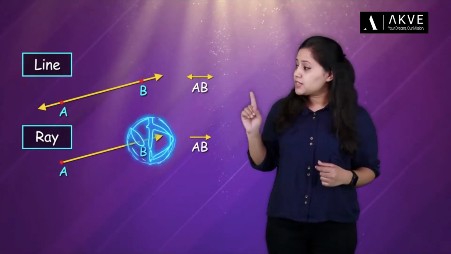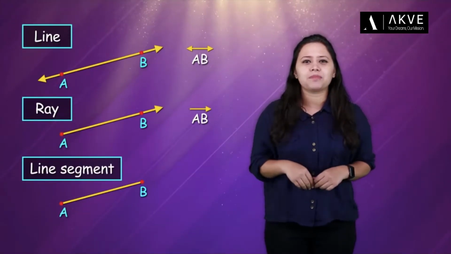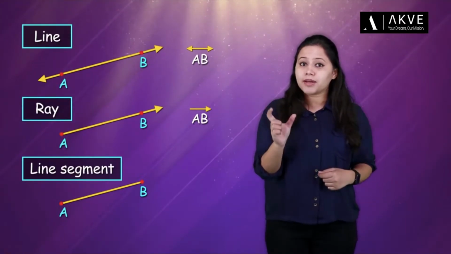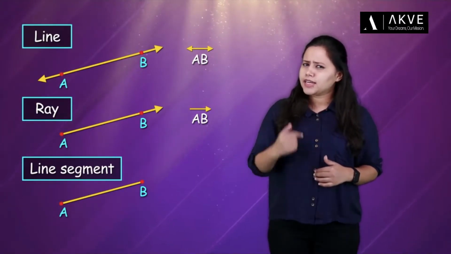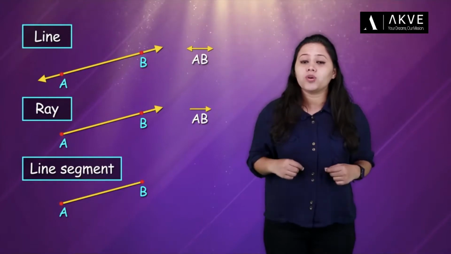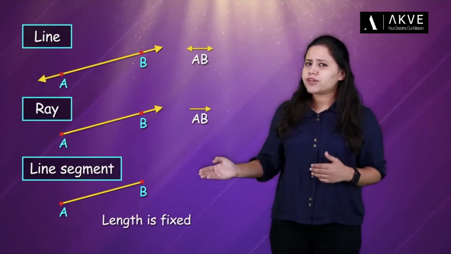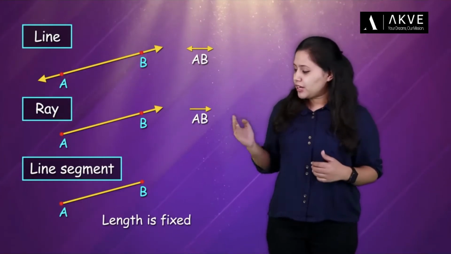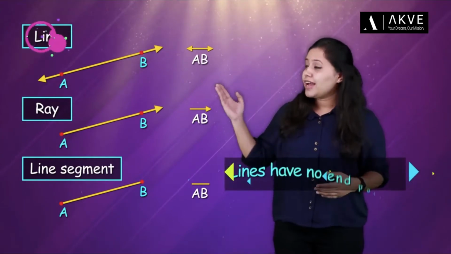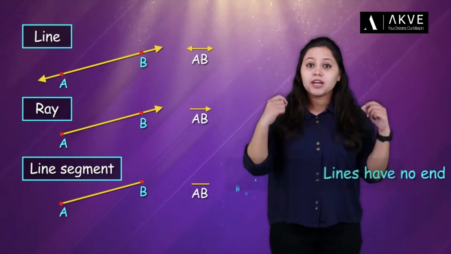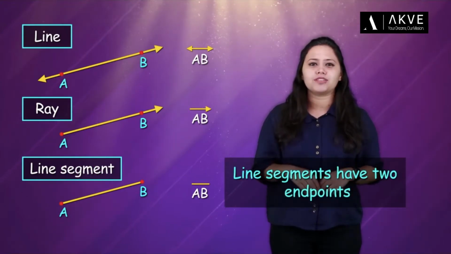And if we replace this arrow too with a fixed point, we get a line segment. It's a segment or a part of a line. It doesn't extend endlessly in any direction. Or in other words, it has a fixed length because its ends are fixed points. And we denote a line segment AB like this. So, lines have no endpoints, rays have one endpoint, and line segments have two endpoints.